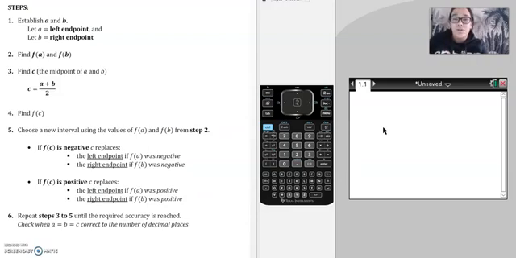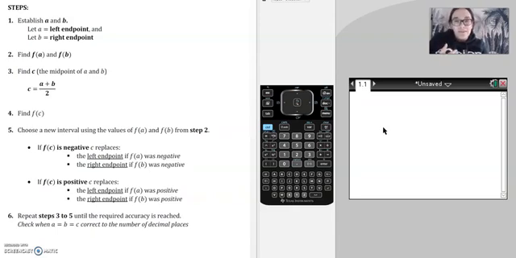I'm going to take you through how you would use the bisection method by hand with the use of your CAS. As you can see, I've already got my CAS set up and ready to go because it's definitely going to help me work through the example. So the first thing I'm going to do is go through the steps of how you would do the bisection method this way.